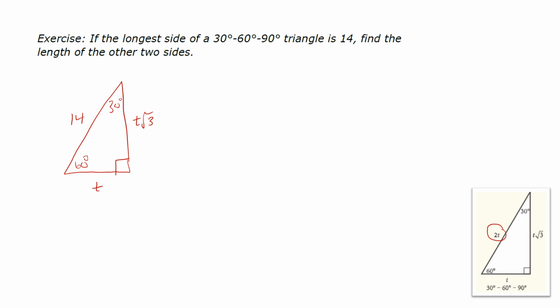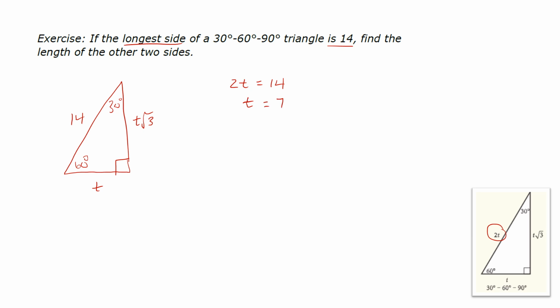Well, 2t equals 14, because that's what it said here in my problem. The longest side is 14, and the longest side is the hypotenuse. So since I know what 2t equals, I can find t. So I'll divide both sides by 2, and I get t equals 7.